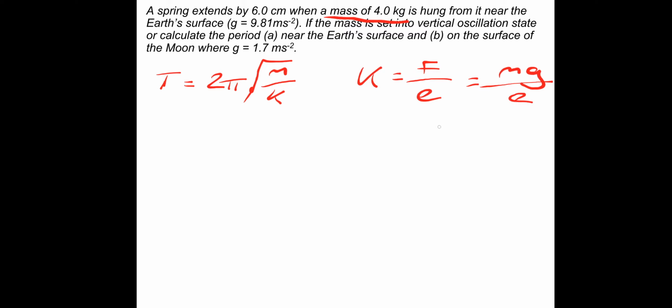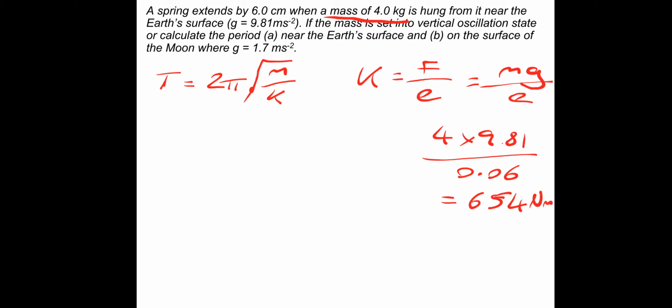So let's put some numbers in. We've got 4 times 9.81 divided by the extension, 6 centimeters, so that's 0.06 meters. And that gives a k value of 654 newtons per meter.